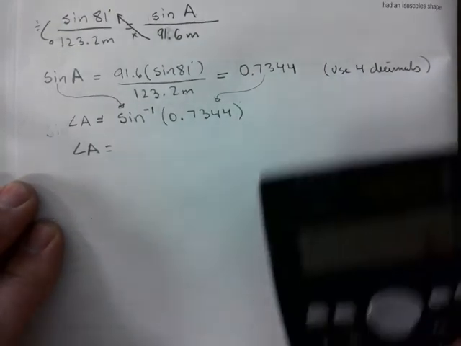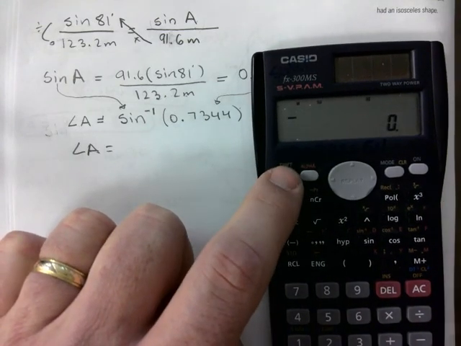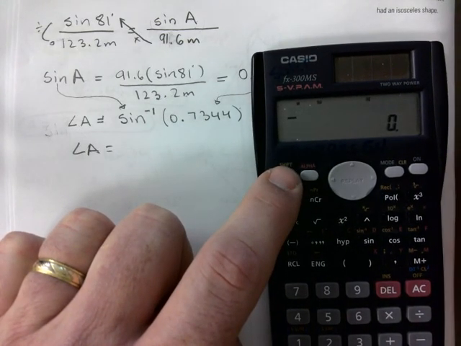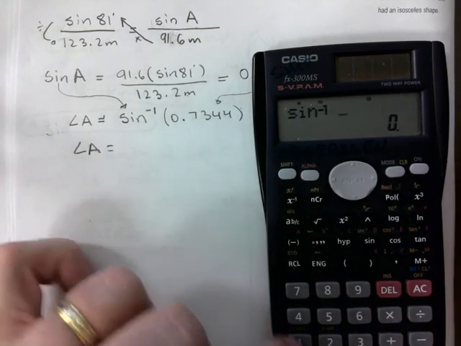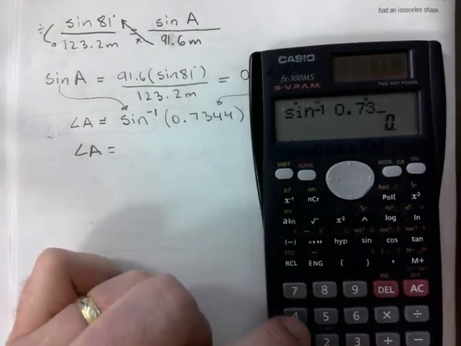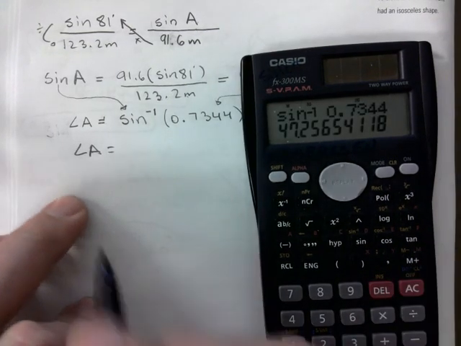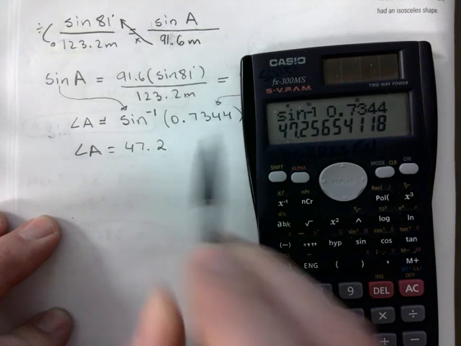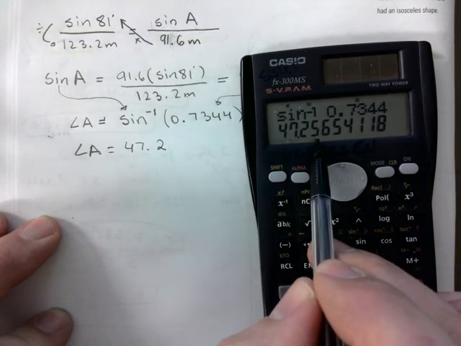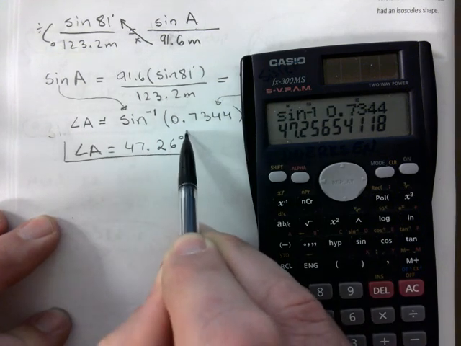Let's see if you can type this in. Ready for this? You got to use shift or second or something on your calculator. Shift sine of 0.7344. If this isn't working for you, I will show you a different way. So this is 47.2. That 5 turns into a 6 degrees. We'll do the rest tomorrow.